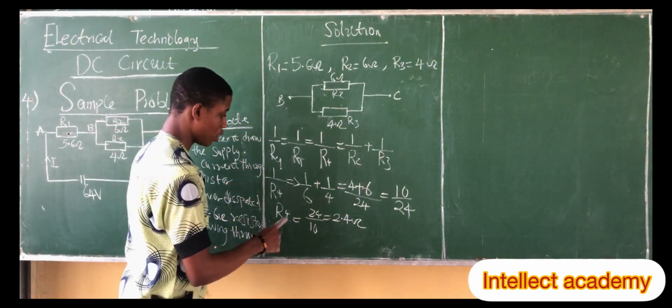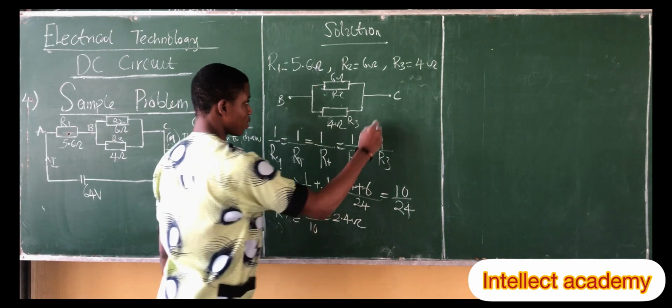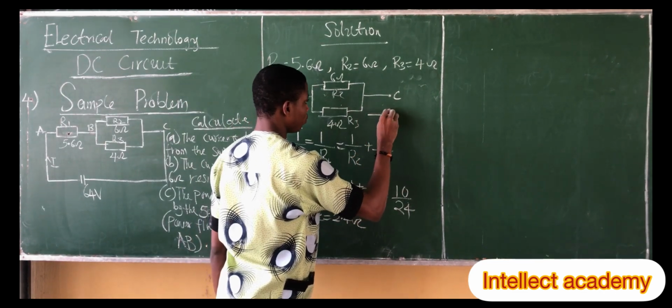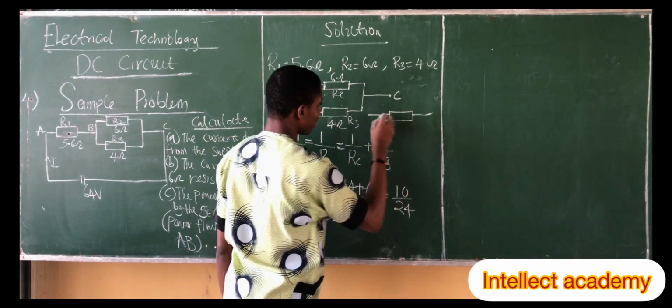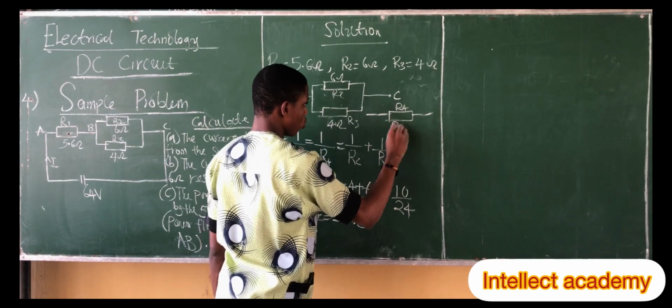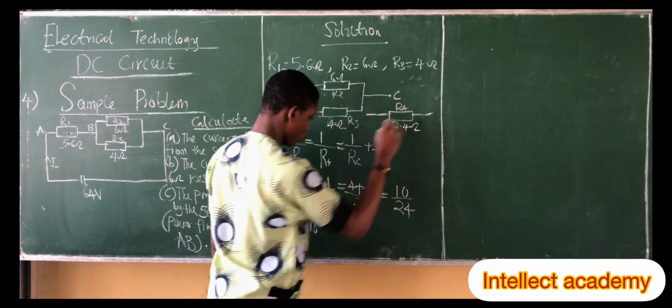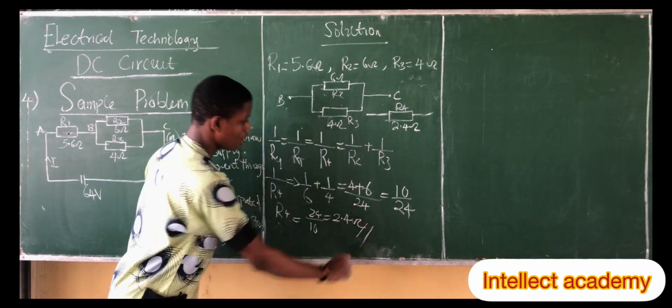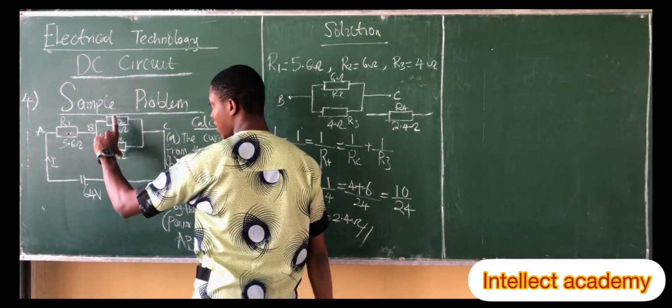Now, when we resolve this, it is going to give us one resistor, a straight line that has one resistor. This is going to be called R4. The value is 2.4 ohms. So this is the equivalent resistor of this case.